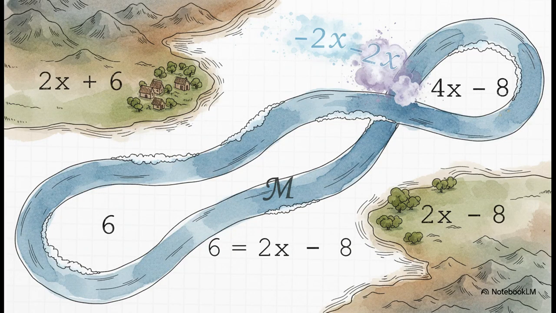But wait, if we look at the left side, we just have 2x plus 6. Nothing to combine there. On the right, 4x minus 8. Nothing there either. So we get to skip that step. See? The checklist is flexible. So now we're on to M for move variables.